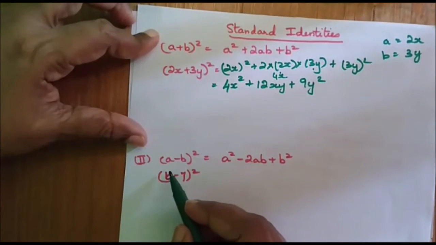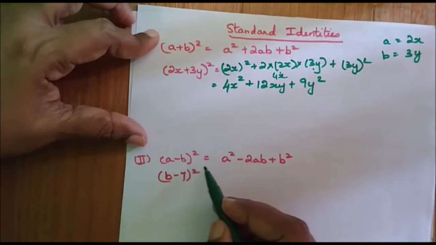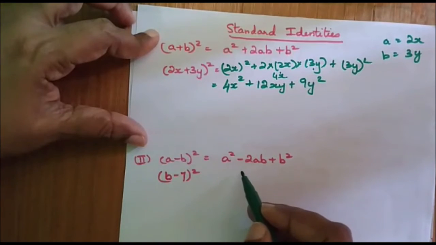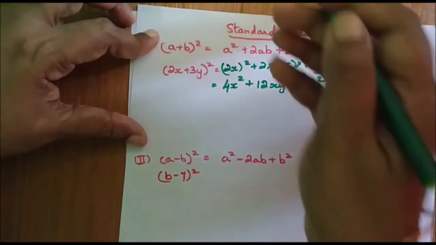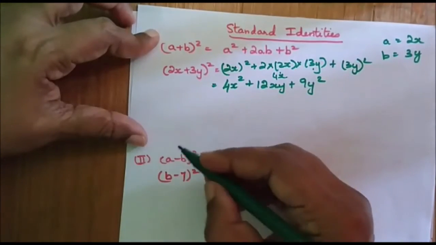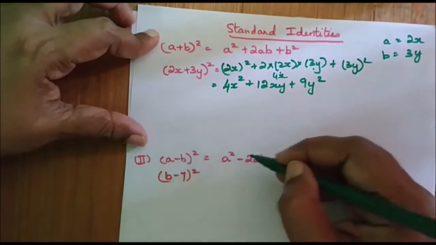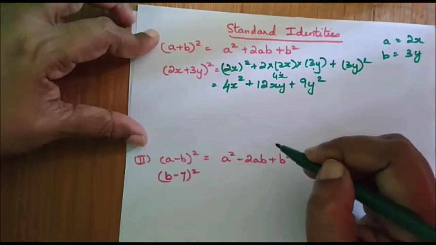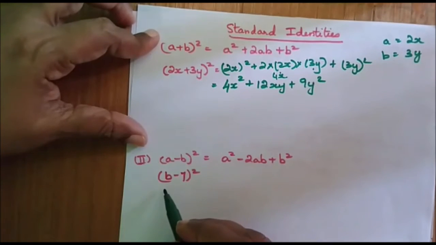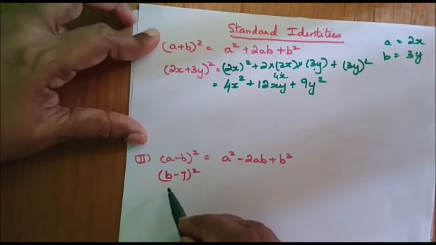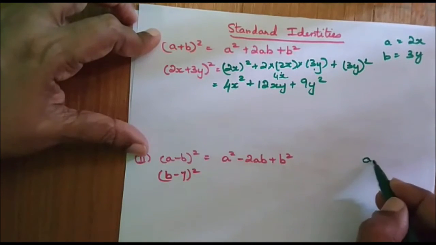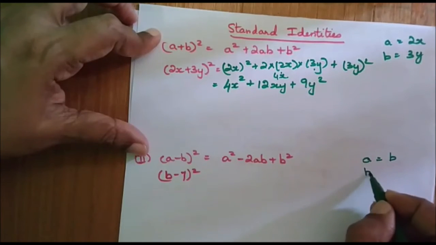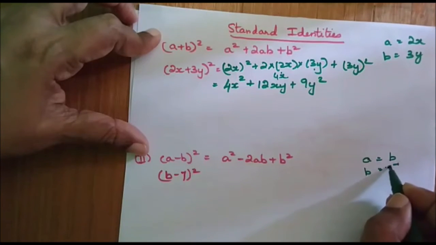Now let us go to the next identity. A minus b the whole squared is equal to a squared minus 2ab plus b squared. What is the difference between the first identity and the minus identity? We have a minus sign here and it is minus 2ab. Okay. So now we have to solve this problem, b minus 7 the whole squared. So here what do we do? A is the term b and b equals 7.